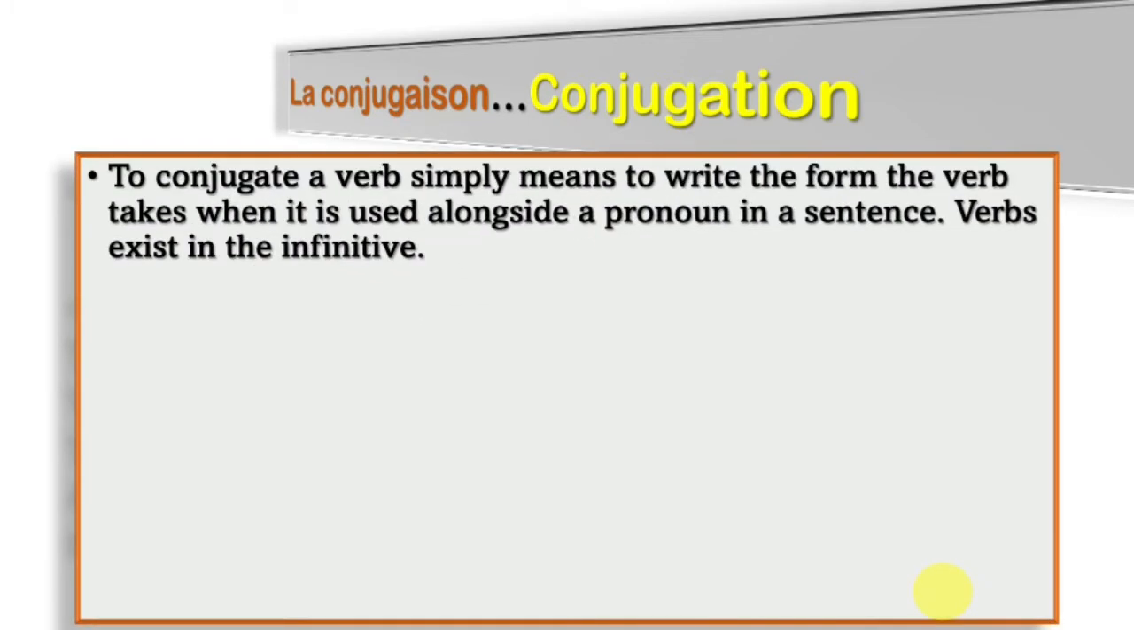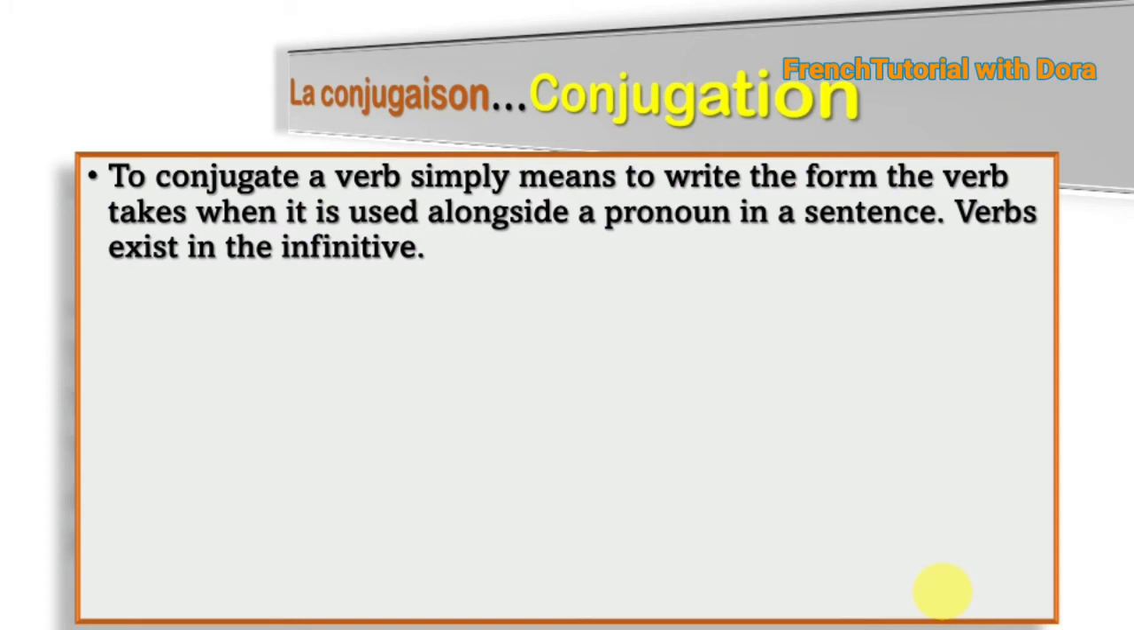Talking about la conjugation, that's how it is called in French. La conjugation, that's conjugation. What is conjugation? Conjugation simply means to put the verb in the right form in a sentence. To conjugate a verb simply means to write the correct form of the verb in the sentence.